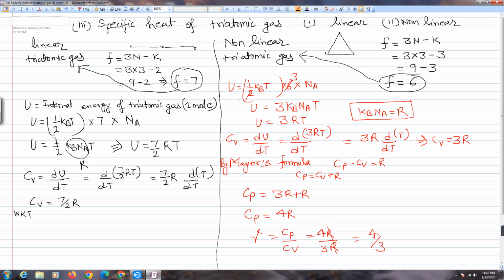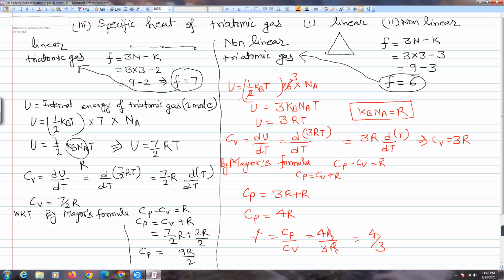We know that by Mayer's formula, Cp minus Cv is equal to R. So Cp can be written as Cv plus R. The value of Cv is 7 by 2 R plus R, which can be written as 2R by 2. Correct? So the value of Cp is 9R by 2.